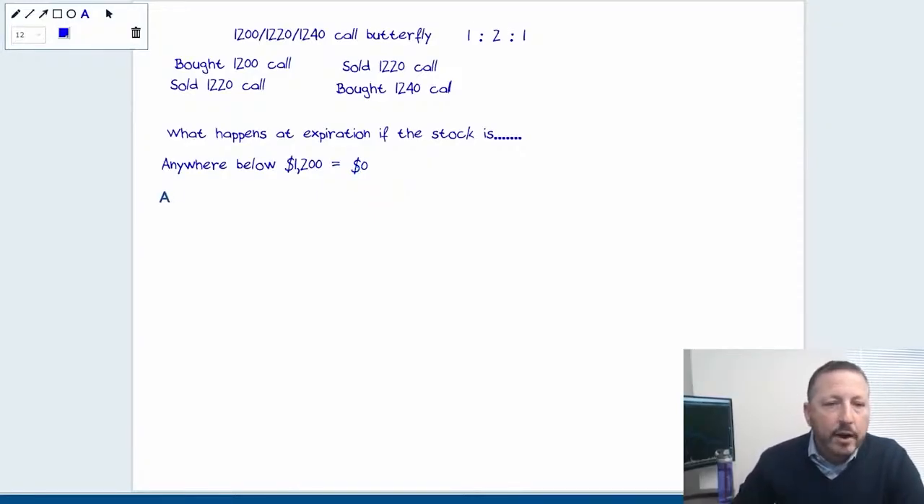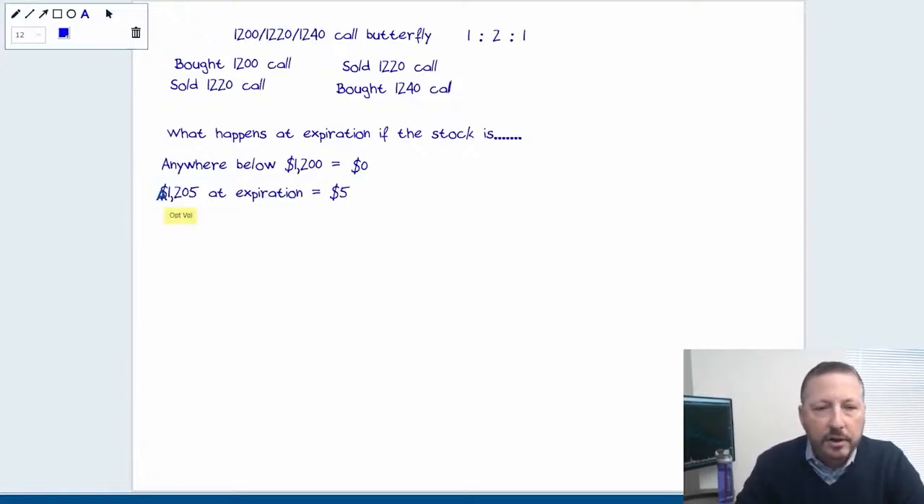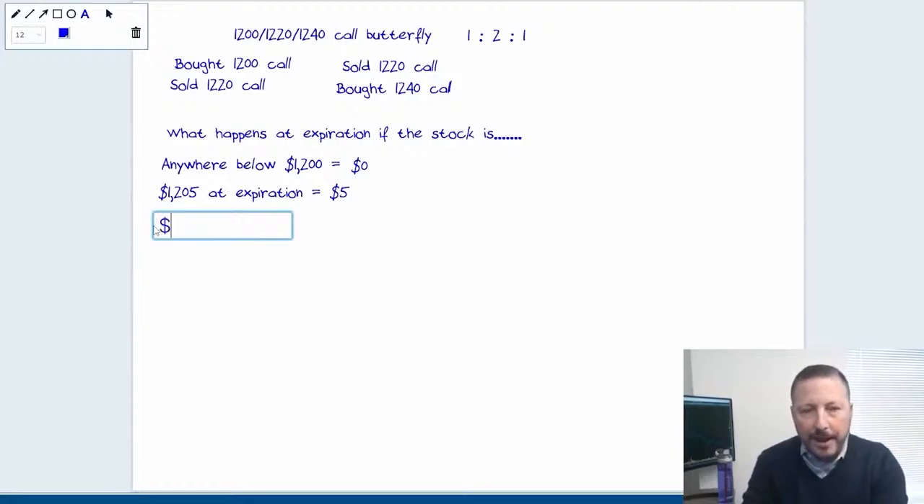Okay, what if we're at 1205? This is just going to equal $5. Our long part of the butterfly, the 1200 1220 spread, is worth $5. The short 1220 1240 is worth 0, so this would be 5, for a profit of $4. Remember, we've paid $1 for this. What we're looking at right here is just the value of the butterfly.